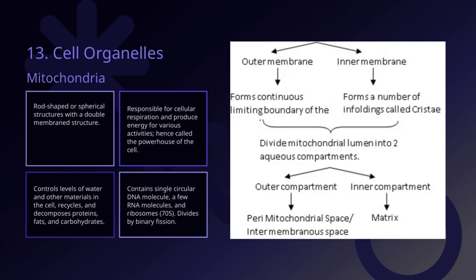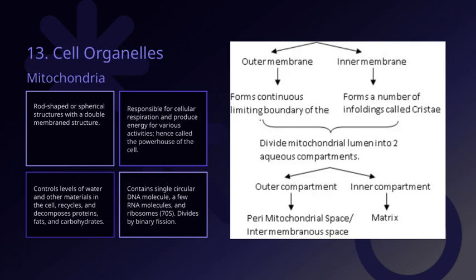They play a crucial role in controlling the levels of water and other materials inside the cell, helping maintain a stable environment. Additionally, mitochondria are responsible for recycling and breaking down proteins, fats, and carbohydrates, which is vital for cell health. Most importantly, they carry out cellular respiration, the process that produces energy in the form of ATP, making them the true energy producers of the cell.